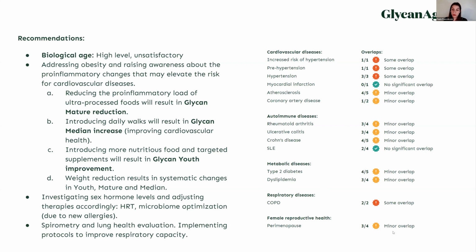Like I mentioned, these minor overlaps would not be significant enough for me to perform, for example, detailed tests for rheumatoid arthritis or ulcerative colitis. I would focus on significant overlapped areas and then measure the GlycanAge again and see if the minorly overlapped areas disappear. In most cases, they do. So let's see what the focus areas are.